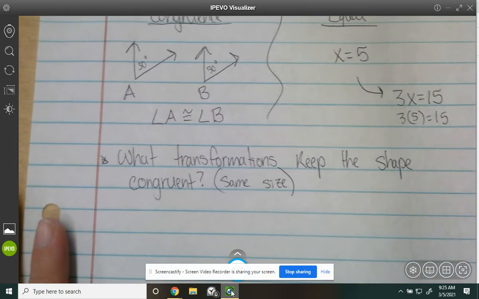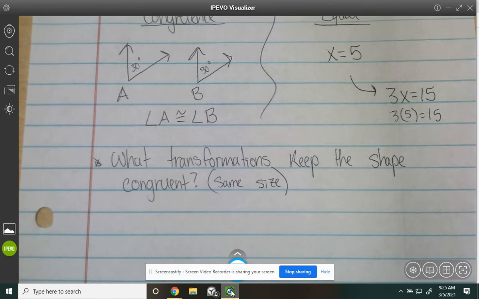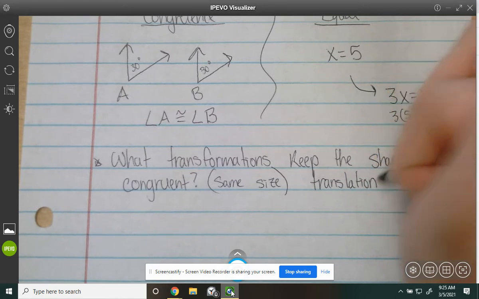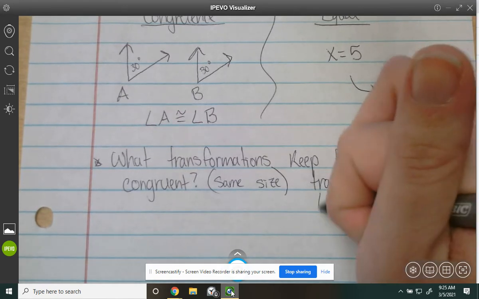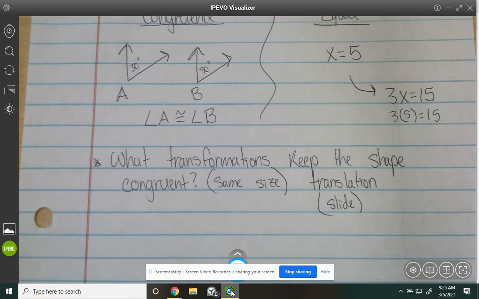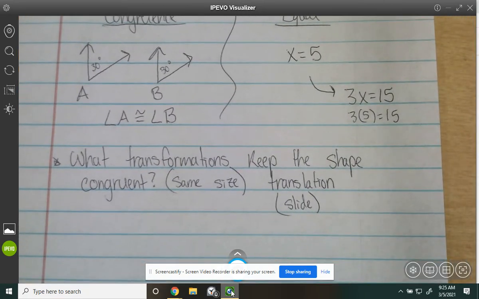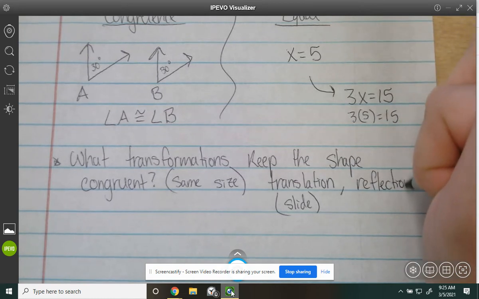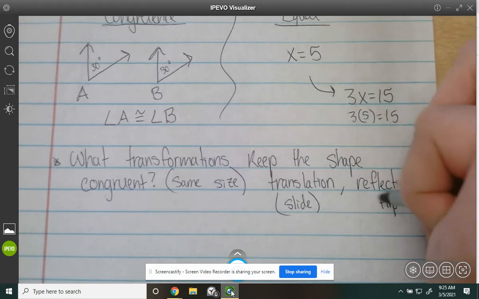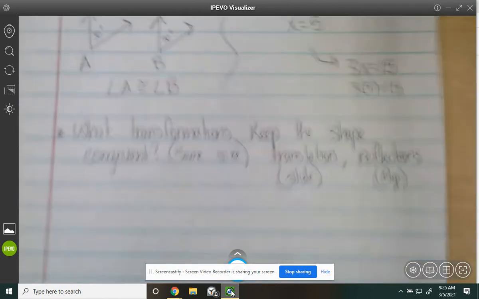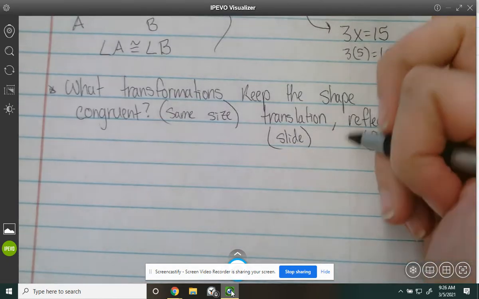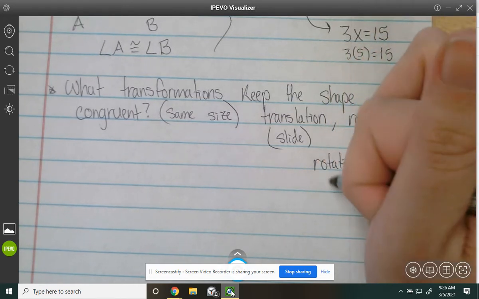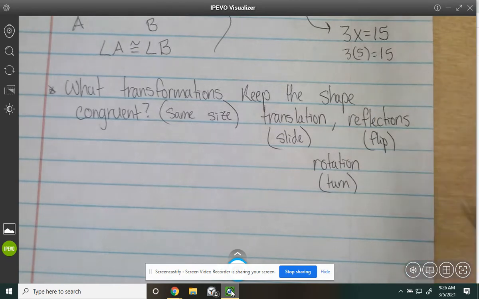Okay, so if you think back to 7.1, what was the first thing we learned? Translations. And remember, we would just call that a slide. We'd just be sliding the shape over side to side, up and down. 7.2 was reflections. That one we're just flipping the shape. Still stays the same size. And then 7.3, we did rotation, which that one we're just turning the shape.